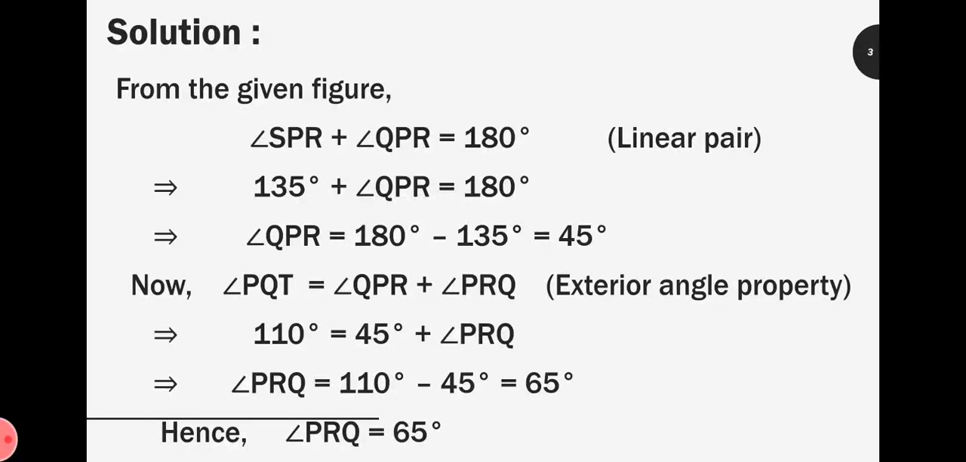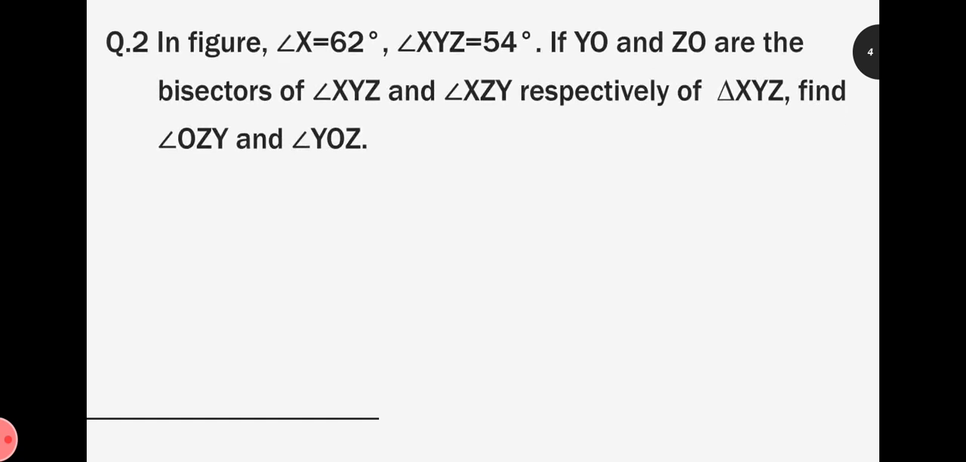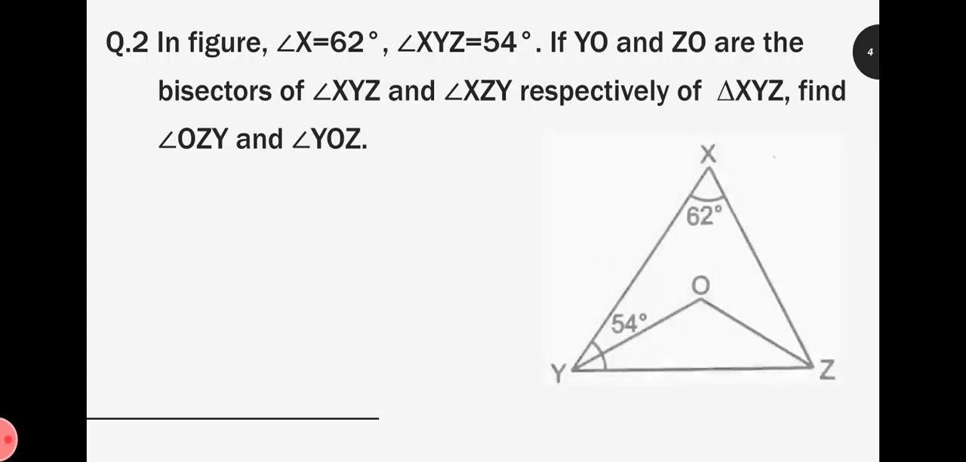Next question. Question number 2. In the figure, angle X equals 62 degrees, angle XYZ equals 54 degrees. If YO and ZO are the bisectors of angle XYZ and angle XZY respectively of triangle XYZ, find angle OZY and angle YOZ.